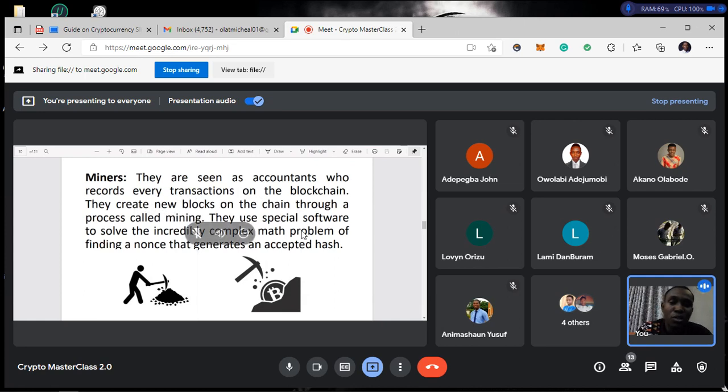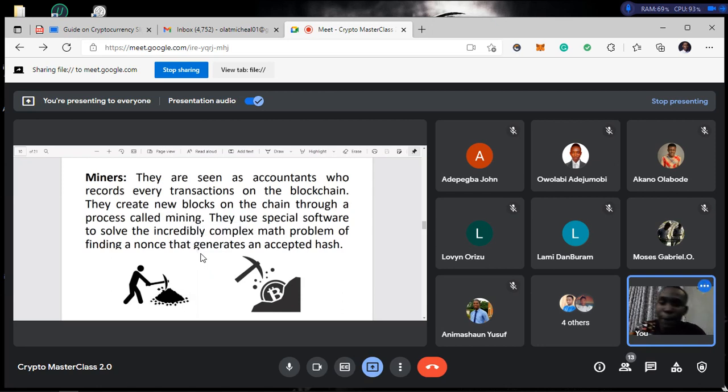The process they use in recording these transactions is called mining. Mining is done through the use of special software that solves incredibly complex mathematical problems, and finding the solution generates an accepted hash. They solve this problem using software. They don't use their physical hands or their brain to solve it. We have computer software for that. And when they solve this problem, they generate a hash.